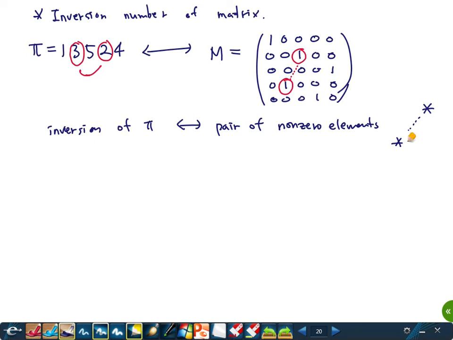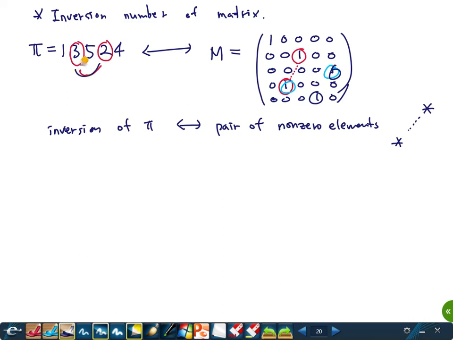Right? Like this. They have to be in different columns and different rows, but one is to the northeast of the other. So for instance, how many pairs are there in this case? This and also, let's say, this and this. And also one more, this and this. There are three. There are three inversions.